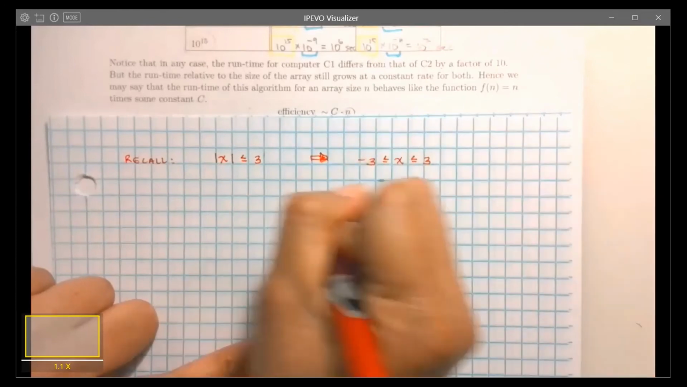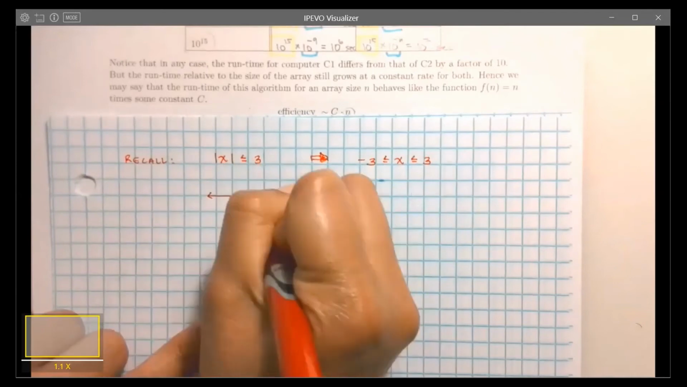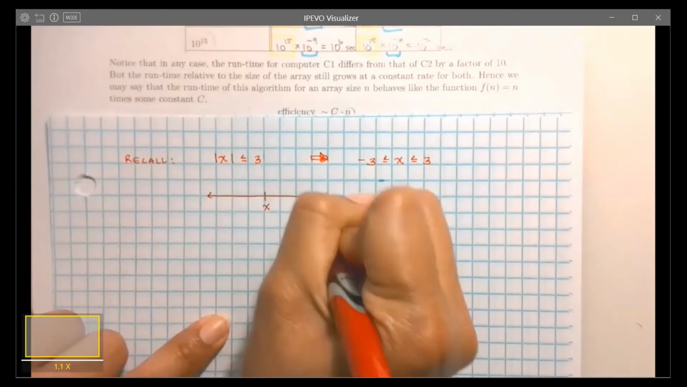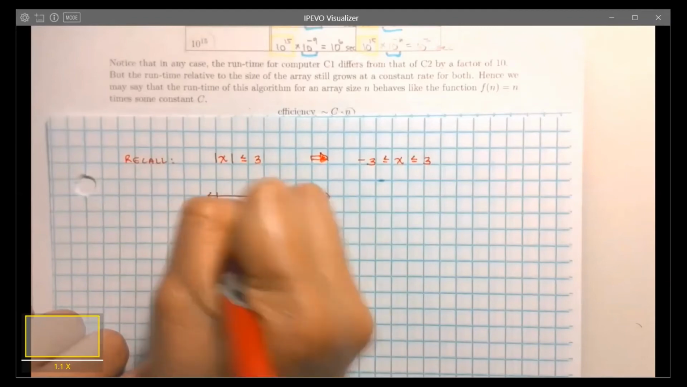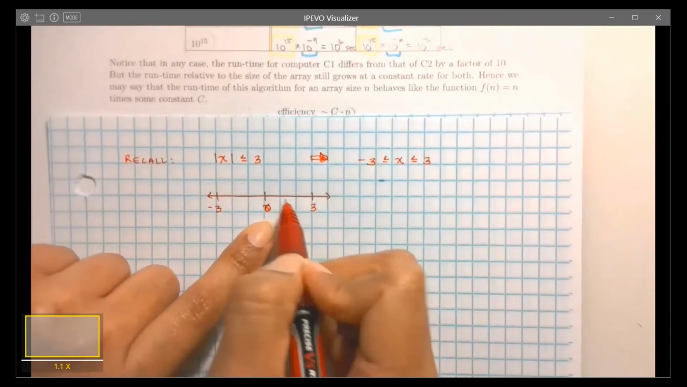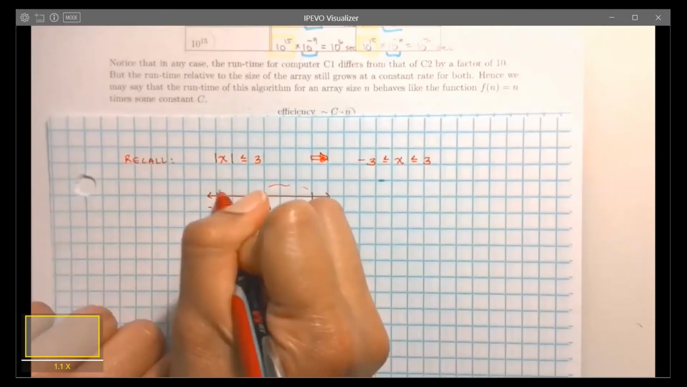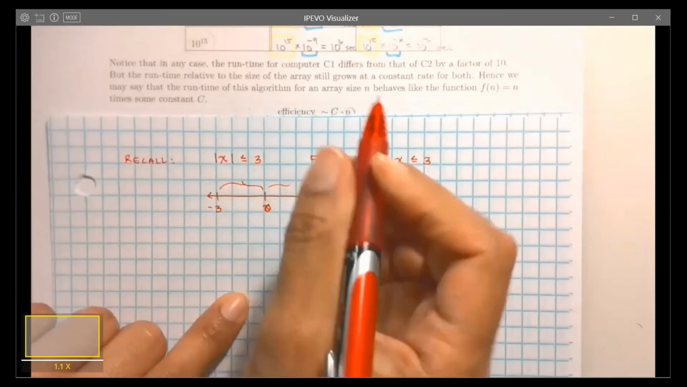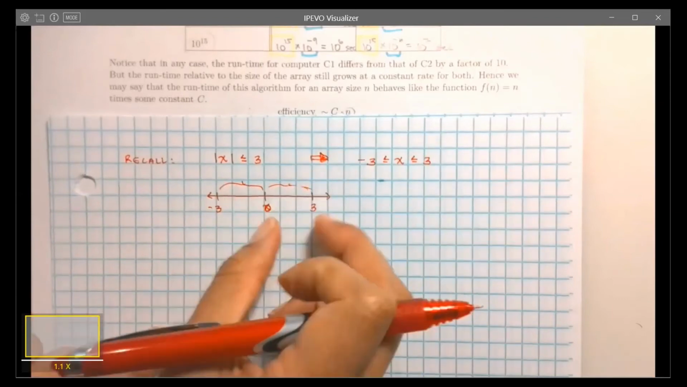Again, that is simply because we have, this is 0, and this is 3, and this is -3. Then any number that is found between 0 and 3, or any number that is found between 0 and -3, is going to have a distance of at most 3 from 0.